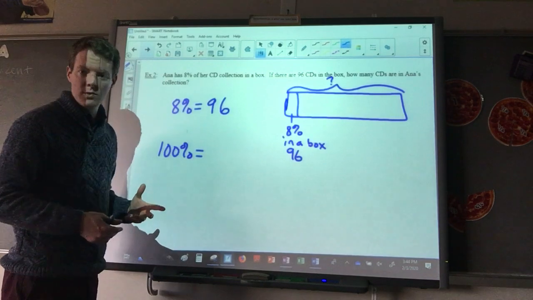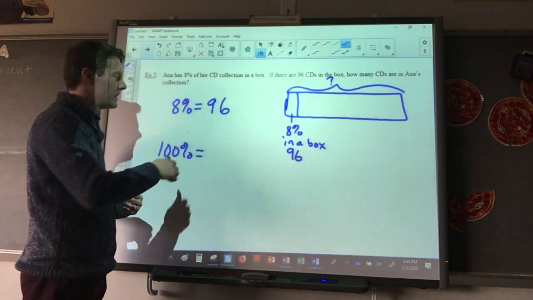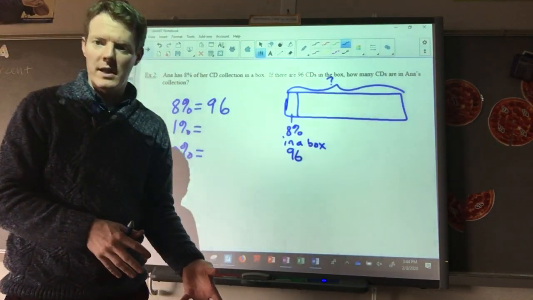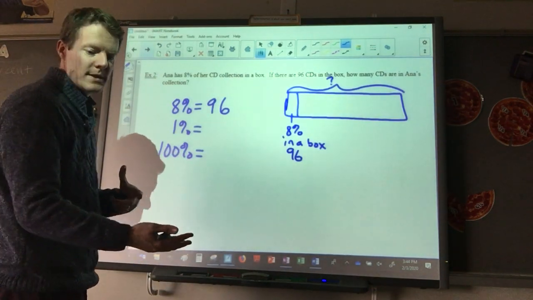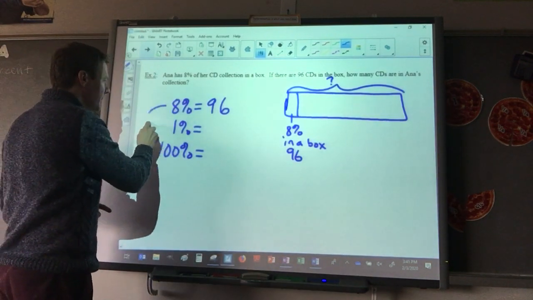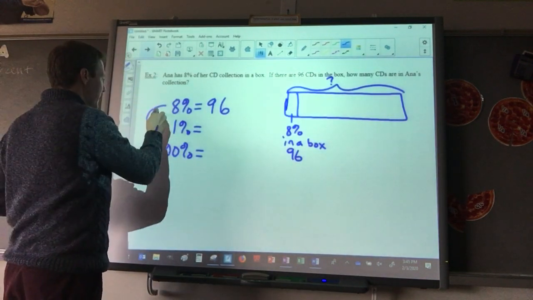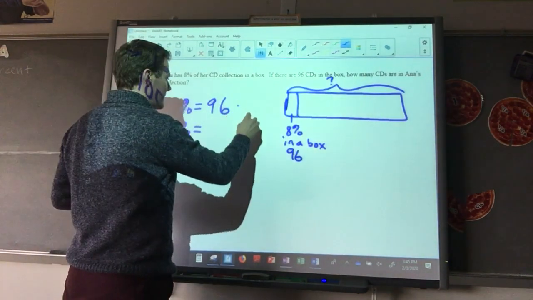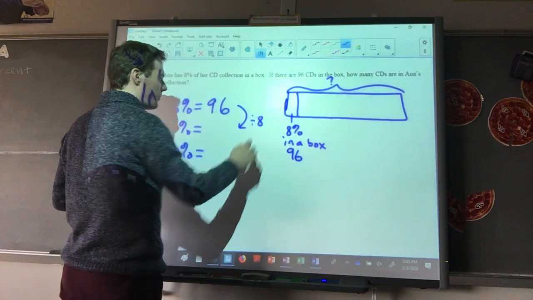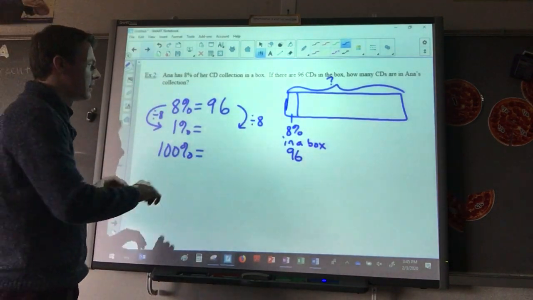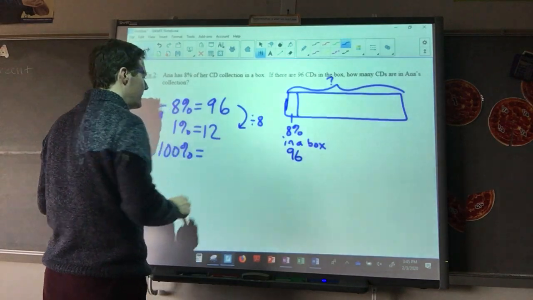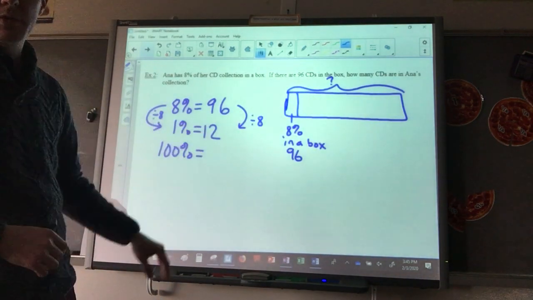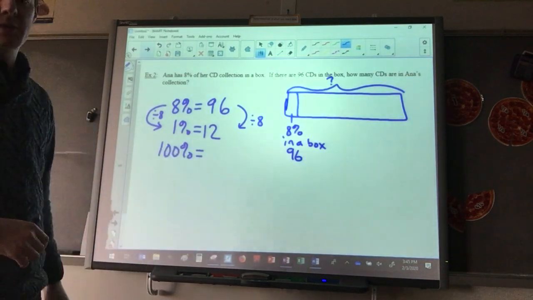8 doesn't go evenly into 100. So I'm going to go down first instead. I'll go down to 1%. I'll figure out what's 1% of the CD collection if 8% is worth 96. To go from 8 to 1 is dividing by 8. So 96 divided by 8 puts me at 12. There's 12 CDs representing 1%. So if 8% of her CDs are 96, then 1% of her CDs are 12.